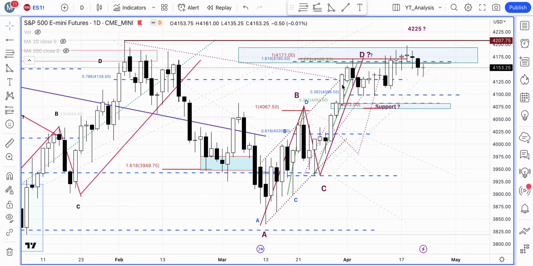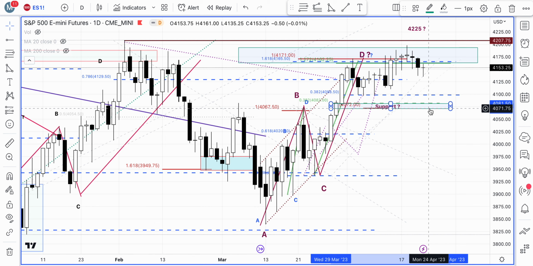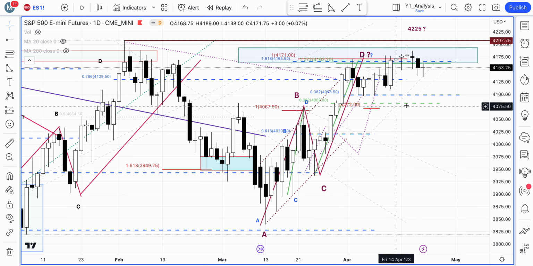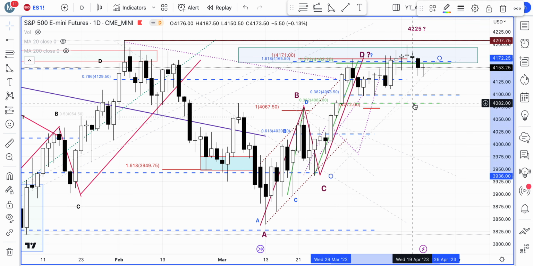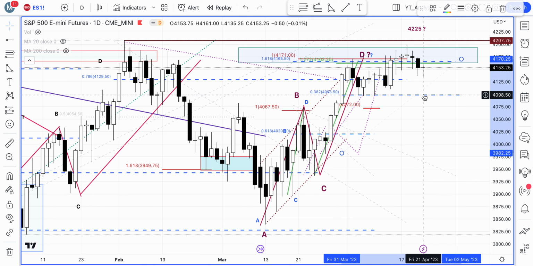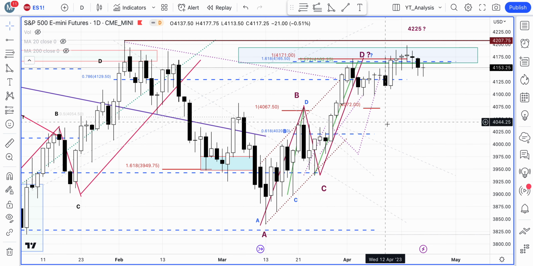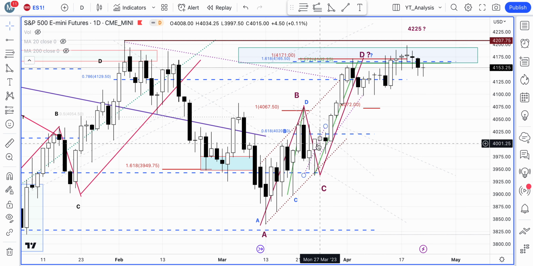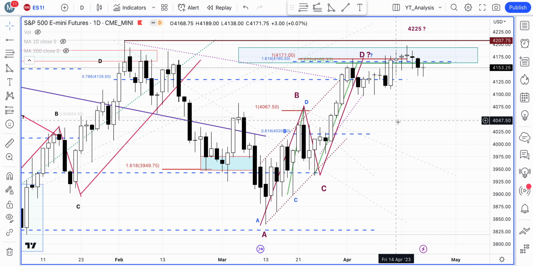So guys, what we're looking at is the daily chart of the S&P 500 E-mini futures. The first thing I'm going to do is clean up the chart a little bit. I don't like messy charts, so I am removing some of the old stuff which was there. That was all in the past. I'll remove this one as well, and this was the ABCD. Here we go.